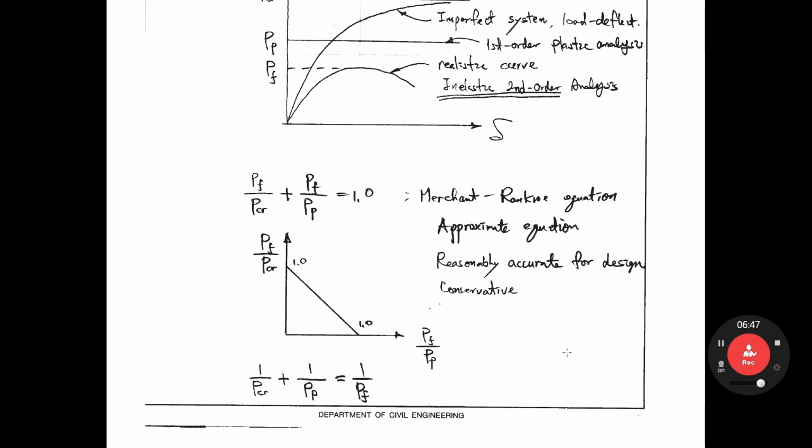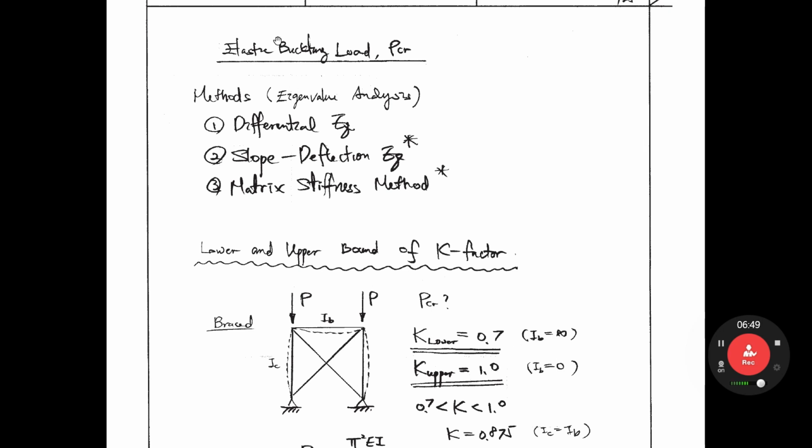Okay, let's look at PCR first. How to calculate the elastic buckling load of a rigid frame. Let's cover PCR first. In the analytical approach, how do we calculate this PCR? There are three ways. Differential equation, first one. Second way is slope deflection equation. Third one is matrix stiffness method.